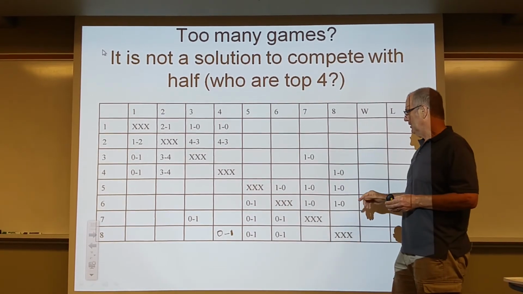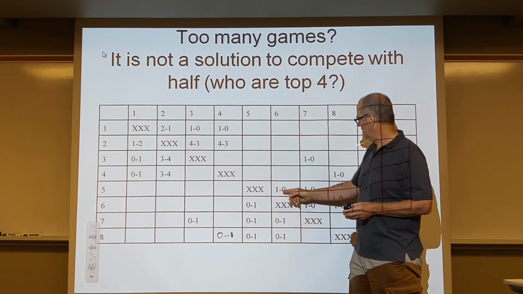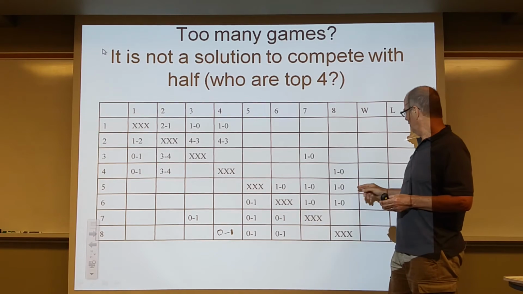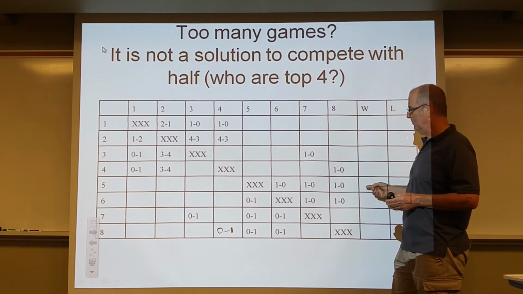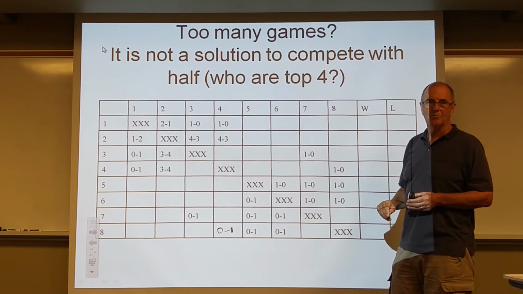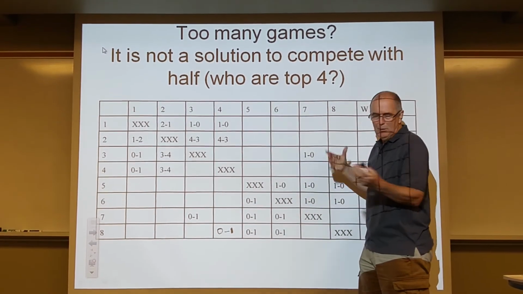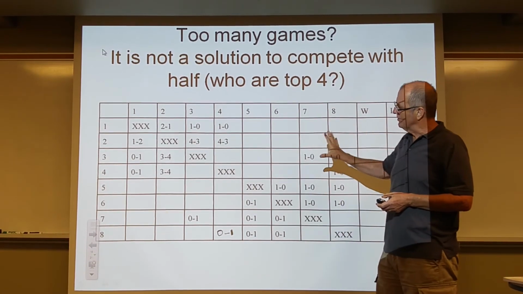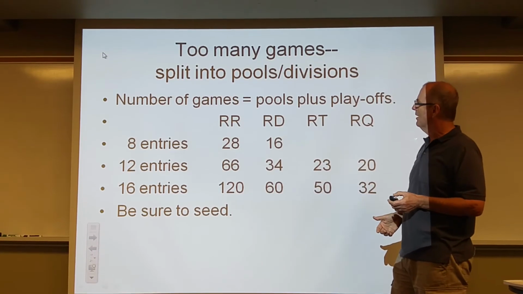But look at number five here. Five played six, seven, and eight, and won all three of them. So there would be a tie for first place between the first place team and the fifth place team, because we've not had everybody play everybody. So that is not a way to reduce the number of games.